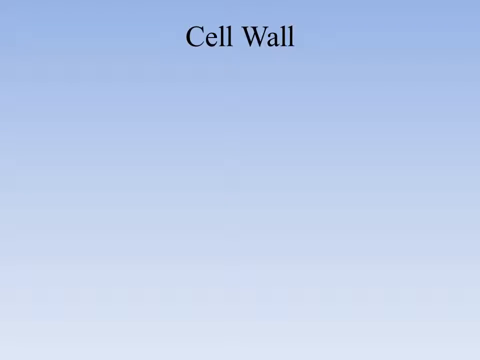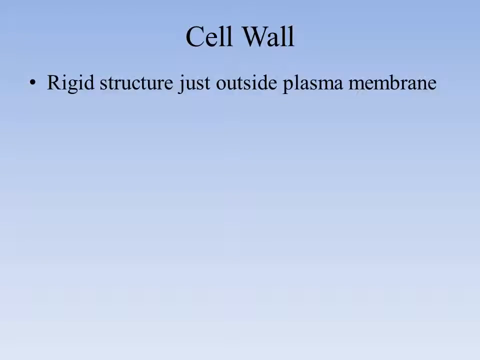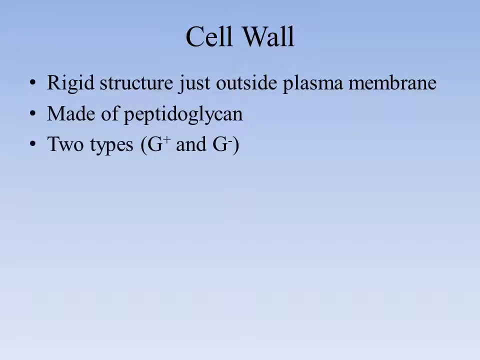Alright, so the cell wall, I mentioned all bacteria have them. So the cell wall is a rigid structure that's located just outside the plasma membrane, which of course you remember from that image. And the cell wall is made of a compound known as peptidoglycan, which is something not found inside our cells so much. So there are two types of cell walls. We have what's known as the gram-positive, this G+, and the gram-negative, G- cell wall. So I'm going to use the terms G+ and G- because gram is just way too long of a word for me to write out all the time.